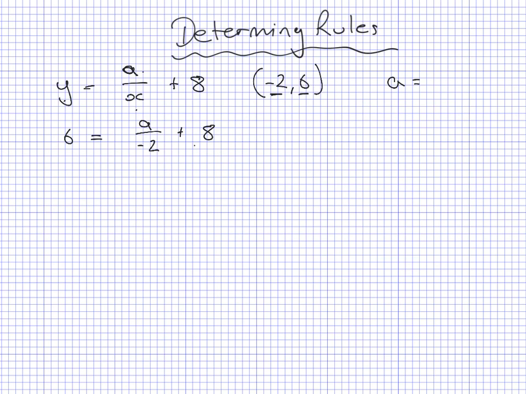So move the 8 to the other side, so it becomes minus 2 equals a over minus 2. Multiply that across and you end up with 4 equals a. So your rule, and you must write it, is to look like this. Pretty simple. You've just found a and then substituted it back in place of the unknown that you had in the first place.